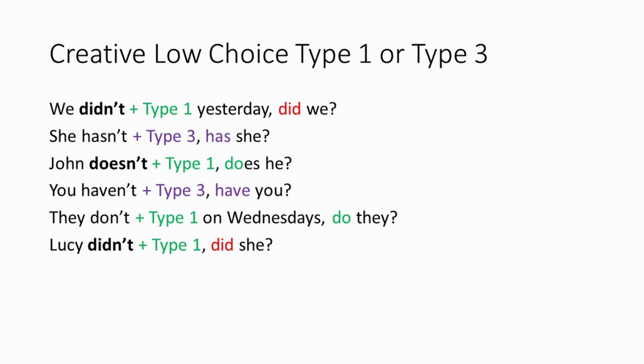And the second one, so she hasn't. Straight after hasn't, we would add a type 3, has she? So she hasn't driven today, has she? She hasn't sent our email yet, has she? She hasn't been to Paris yet, has she?